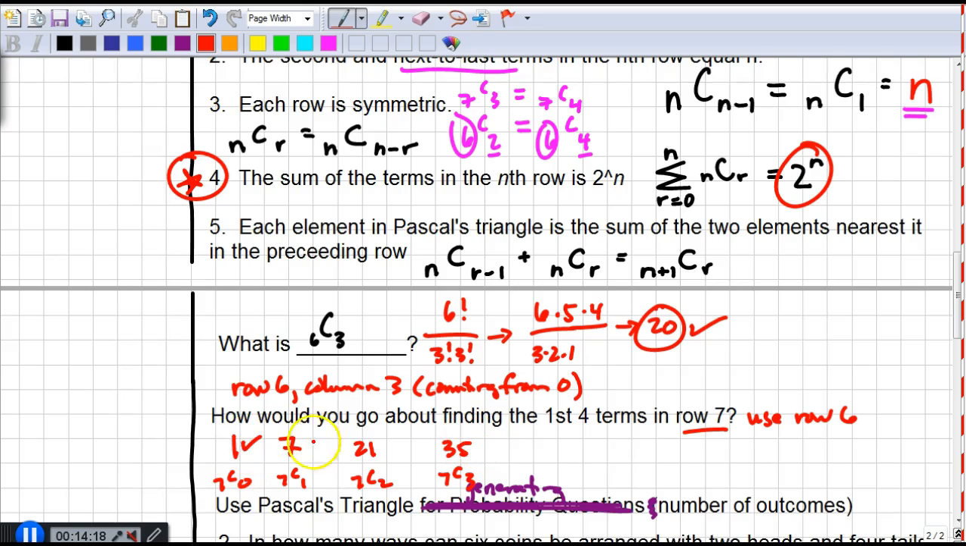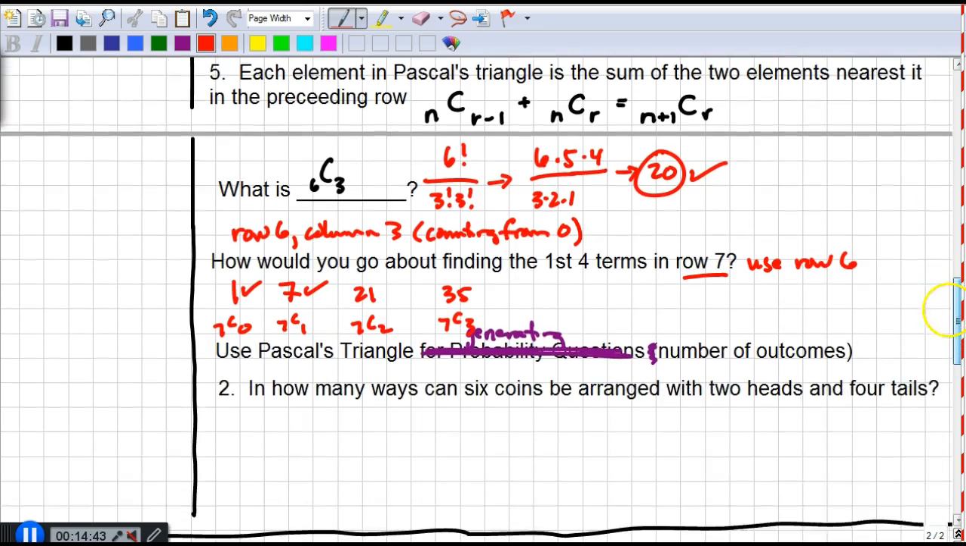So the first 2 should have been easy. Everyone should have gotten those for sure. And then a common mistake here is for kids to do 7 choose 3 to find the third term and 7 choose 4 to find the fourth term. Make sure the numbers are going in order. Make sure you start counting your rows and your columns with the number 0. So we'd be looking for an answer of 1, 7, 21, and 35 there.